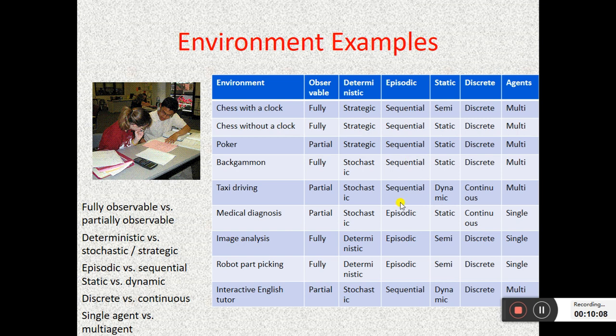Episodic, this could be sequential, or this could be episodic. Static, this could be semi-static, or this could be static, or this environment could be dynamic. This could be discrete or continuous. There are two types of environment. Either the environment would be discrete or it would be continuous. Agent, agent could be multi-agent, or this agent could be single. So this slide is all about the different examples of environment.